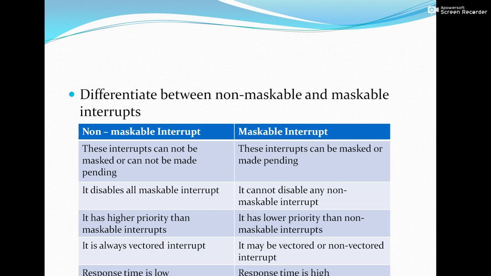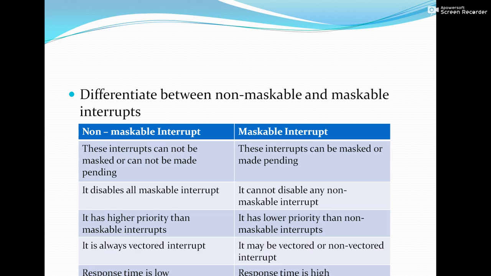Why? Because non-maskable interrupts have higher priority than maskable interrupts, whereas maskable interrupts have lower priority than non-maskable interrupts. It is always a vectored interrupt. What are the vectored interrupts? Non-maskable interrupts are always vectored, whereas maskable interrupts may be vectored or non-vectored interrupts.